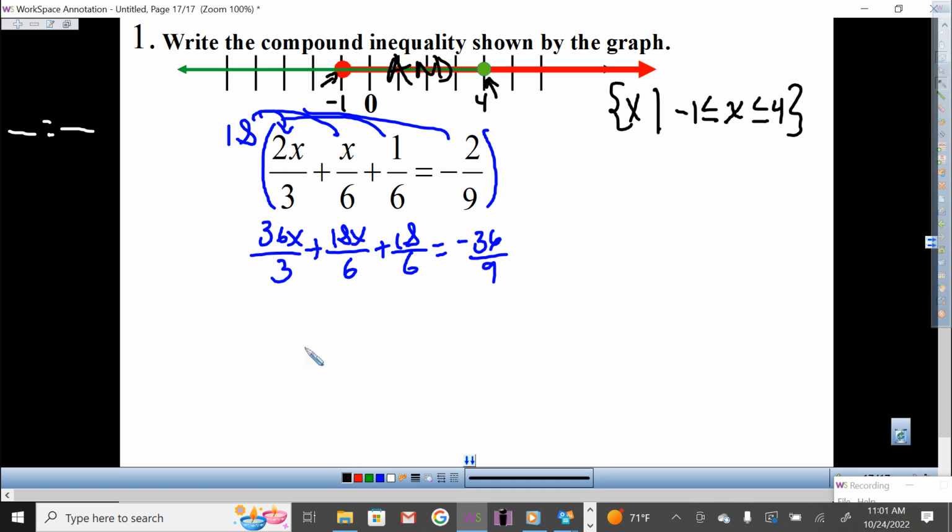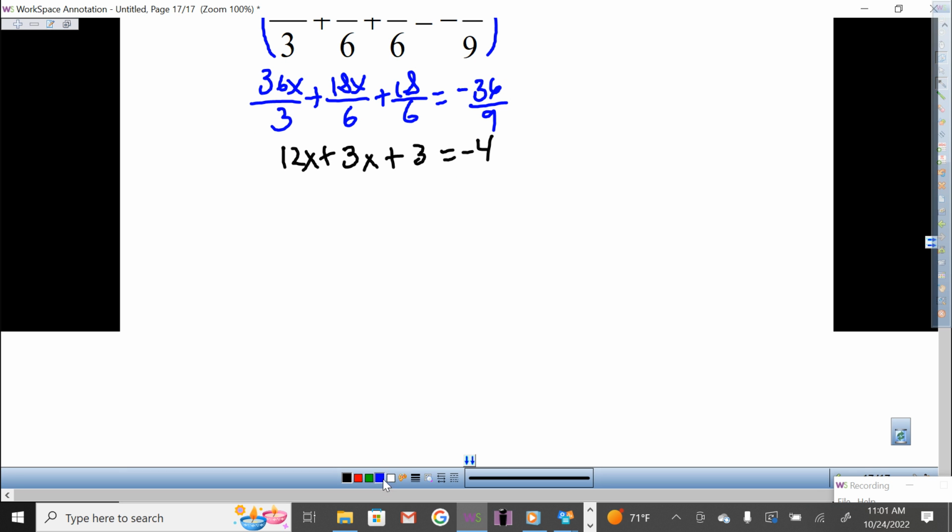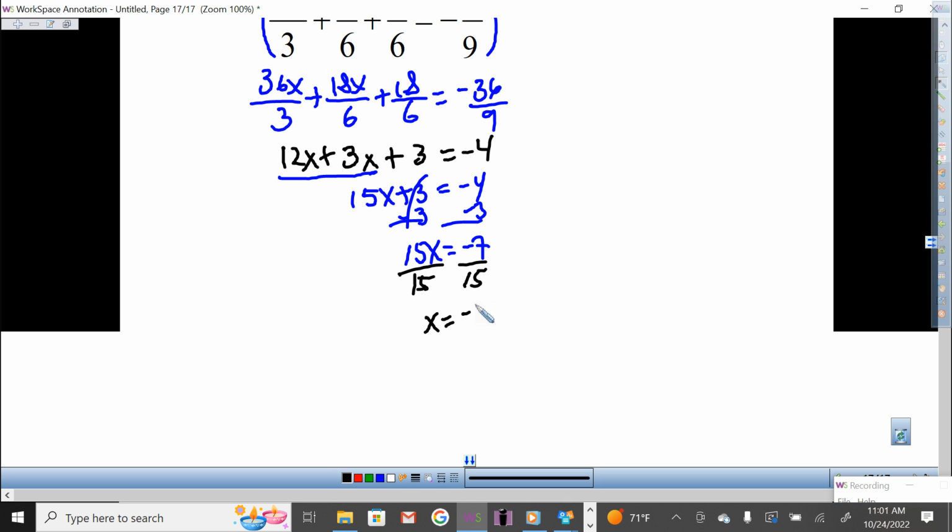All right, next, simplify each fraction. This becomes 12x. This becomes 3x. This is 3. And this is -4. From there, combine like terms. So we can combine these two, and that becomes 15x plus 3 equals -4, minus 3 minus 3, 15x equals -7. Last but not least, divide by 15. X equals -7/15.